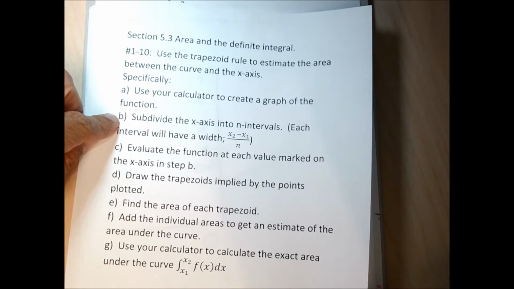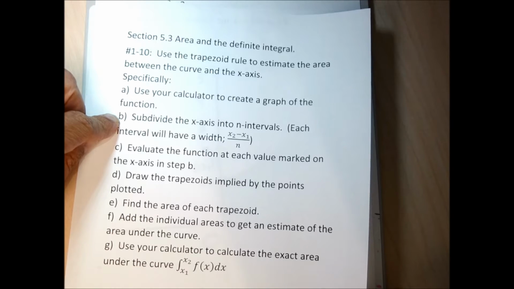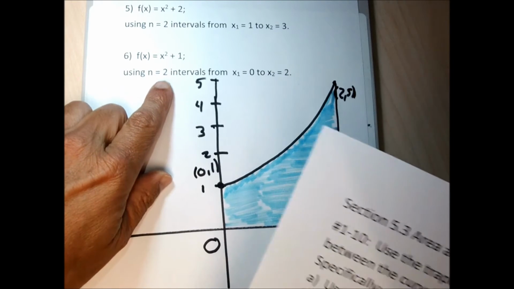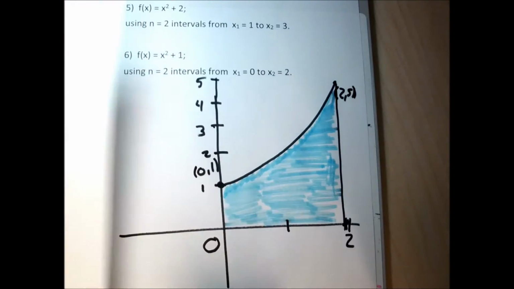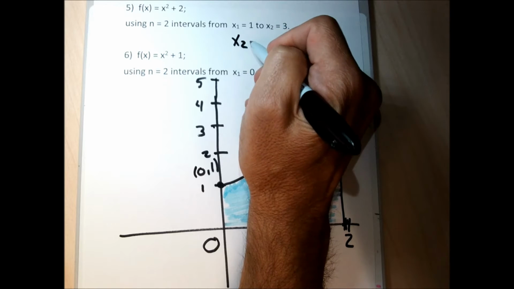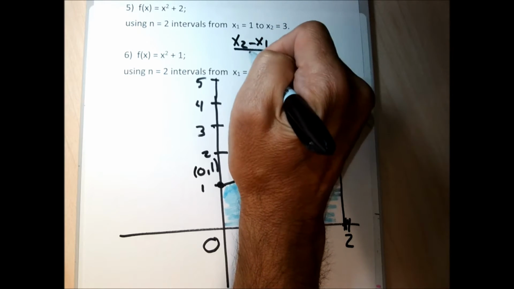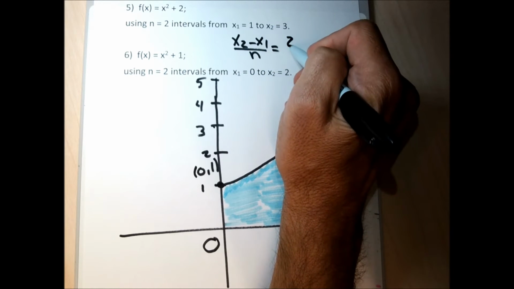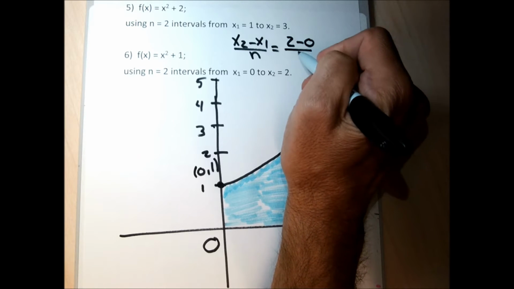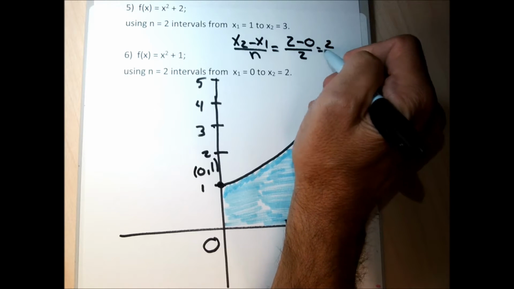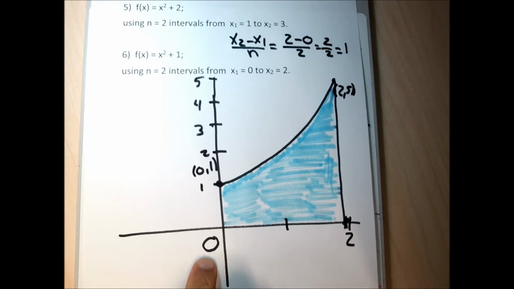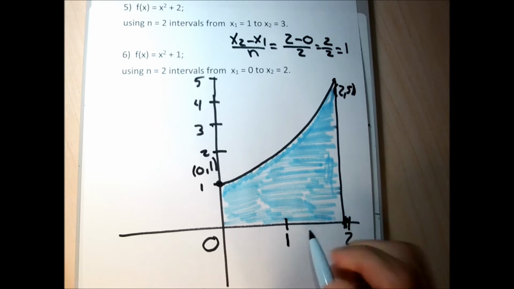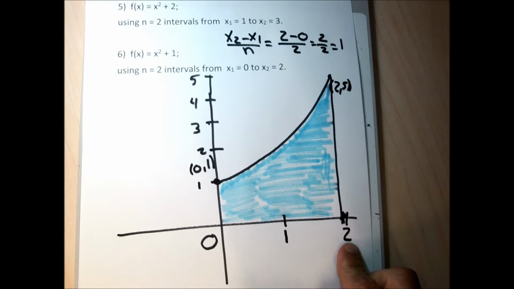Part B, I subdivide the x-axis. I'm going to get some more numbers on my x-axis. I need one more number on my x-axis in the interval, so I need 3 numbers on my x-axis. And I do this by going x2 minus x1 over n. x2 is 2, x1 is 0, n is 2. This is going to be 2 over 2, which is 1. So the numbers on my x-axis need to be 1 apart. I'm going to start at 0. I'm going to add 1 to get to 1. I'm going to add 1 to get to 2. And that's all I need.